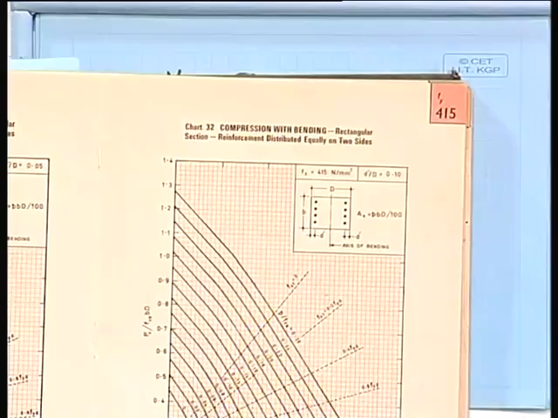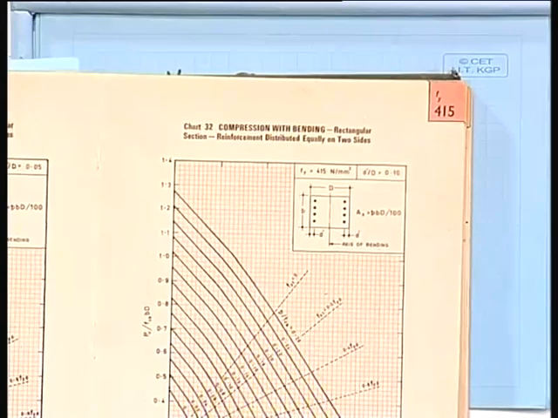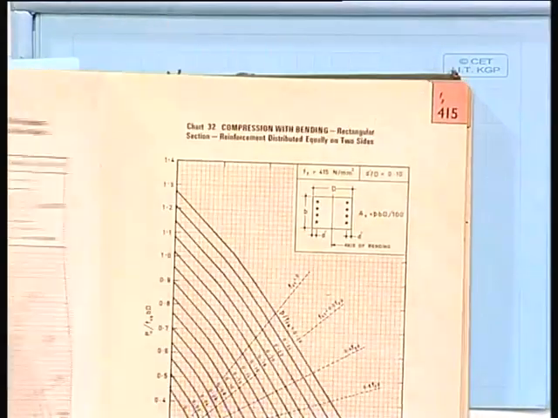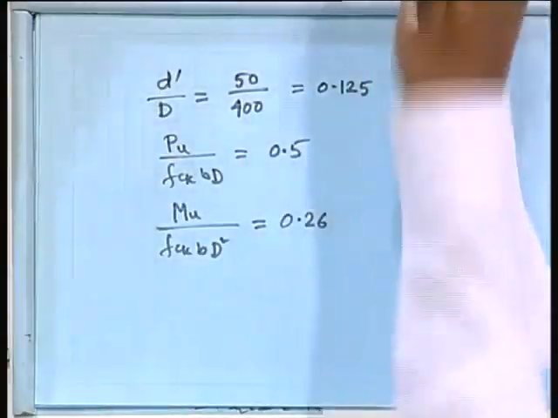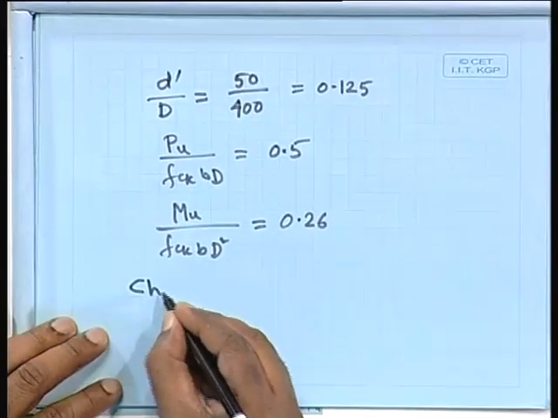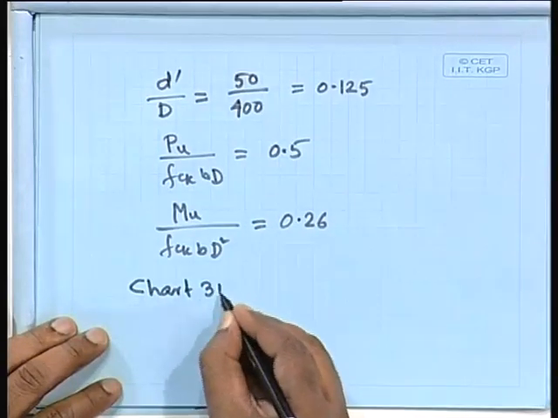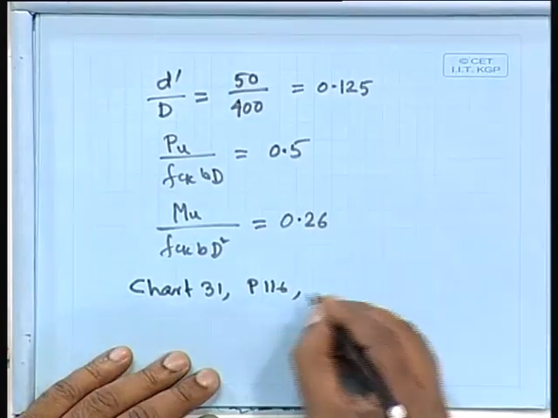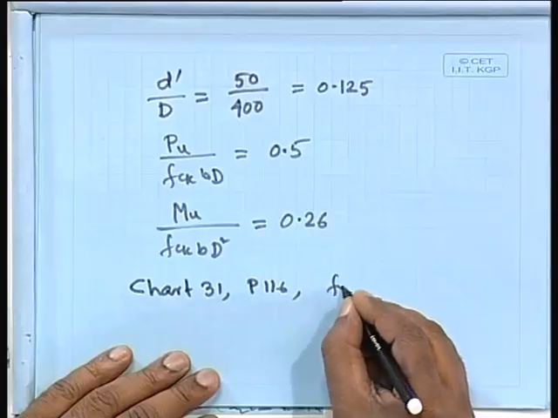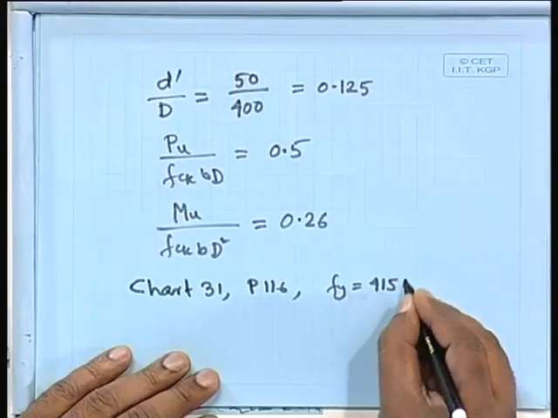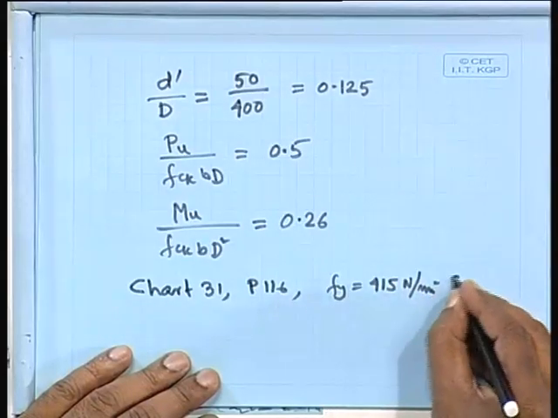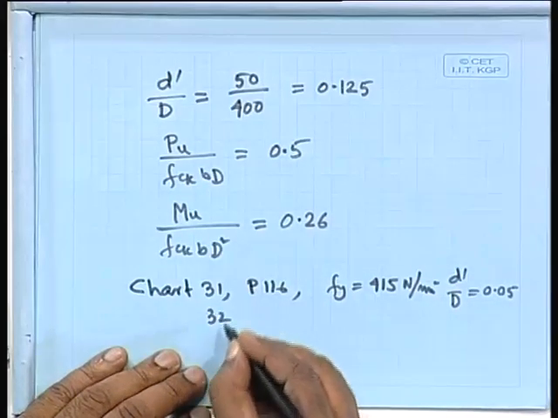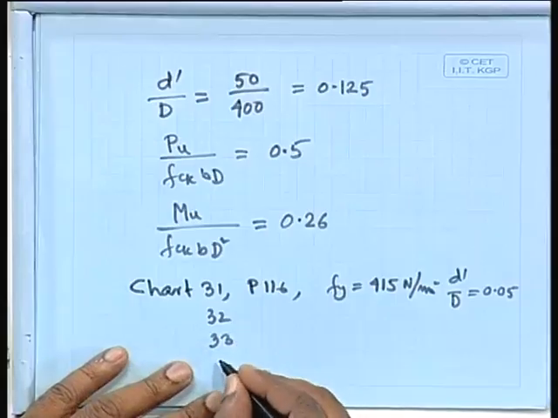So, we can get it here from chart 31, please note down chart 31, just to make it for reference. Chart 31, page 116, this is for Fy 415 Newton per millimeter square, and D dash by D equal to 0.05. Similarly, 32, 33 and 34.